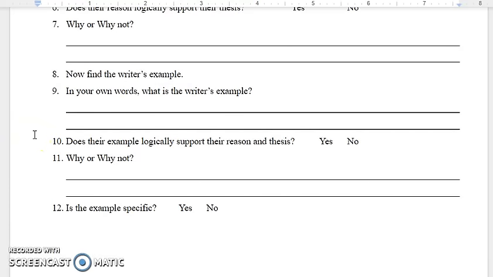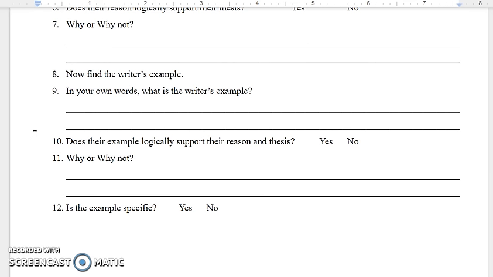Remember, the example is your own personal example that supports your reason. They should have rewritten the example, and then they were asked if the example logically supported your reason and then supported your thesis. And then they had to explain why or why not. If they circle no here, then you'll need to pause the video. You'll need to go back and rewrite your example so that it is logical, so that it does actually support the reason. When you're done rewriting, you're going to come on back here.